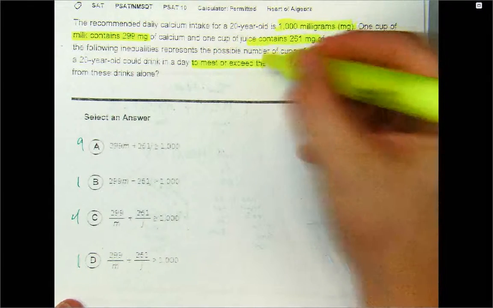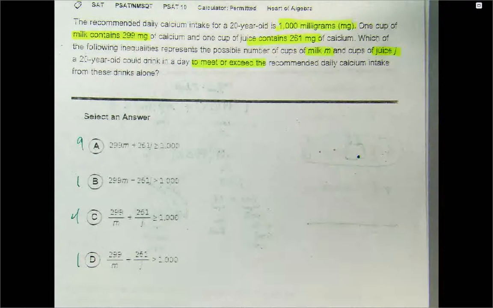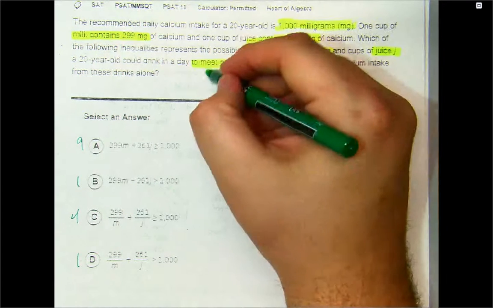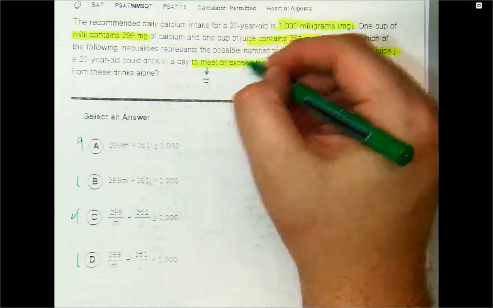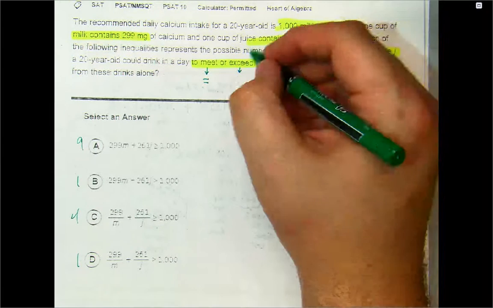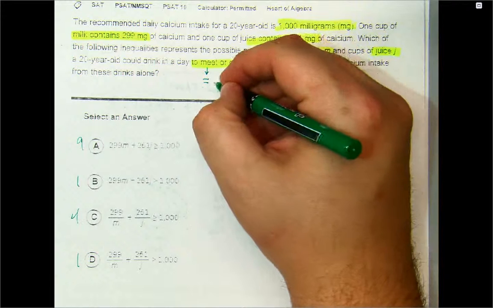It's to meet or exceed. If I meet it, if I'm meeting my allowance, it's equal to, right? So meet means equal to, and if I'm exceeding 1,000, it's greater than. So if I put these two things together, I get greater than or equal to.